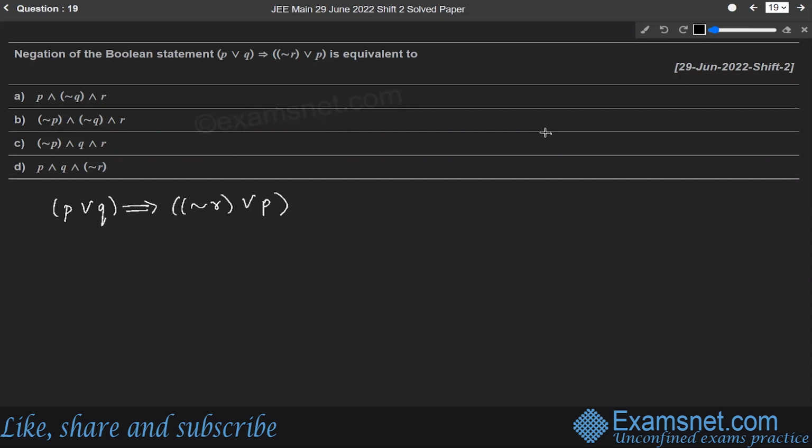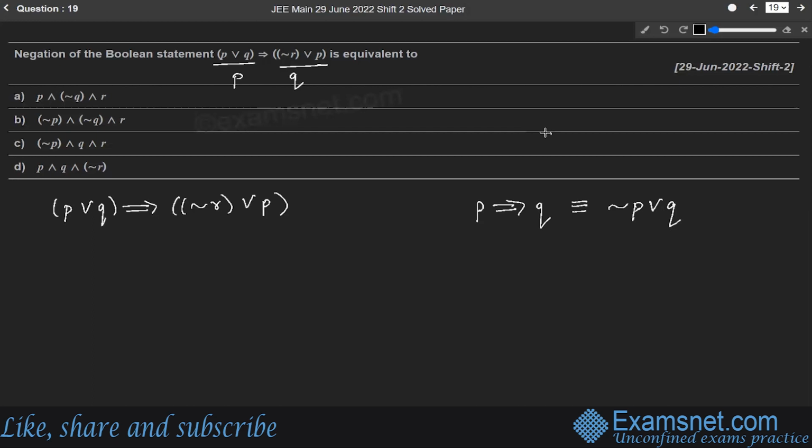To solve this statement, we need to understand a basic concept: if we have P then Q, then this form is always equivalent to negation of P or Q. You can see that the given expression is in the same form. If P, then Q. This is P and this is Q. So this expression will be equivalent to negation of P or Q.